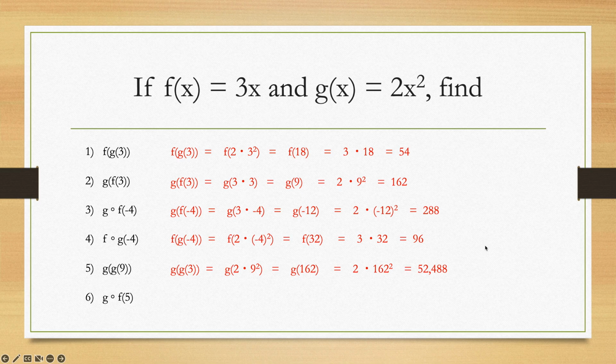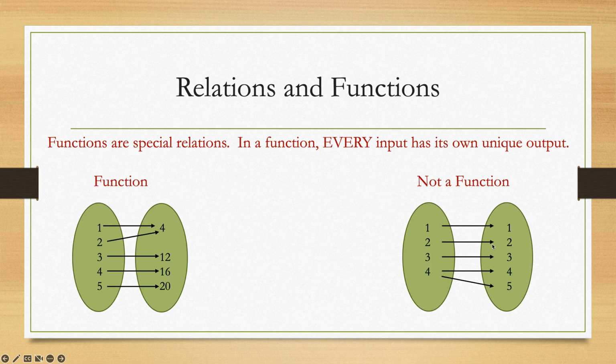Okay, so first I give a 5 to f. f takes whatever it's given and it triples it. So the input times 3 is 15. And now for g of x, it's going to be 2 times 15 squared because g takes the input, squares it first, then multiplies by 2. 15 squared is 225 times 2 is 450. So there are some good composition questions for you to work on.